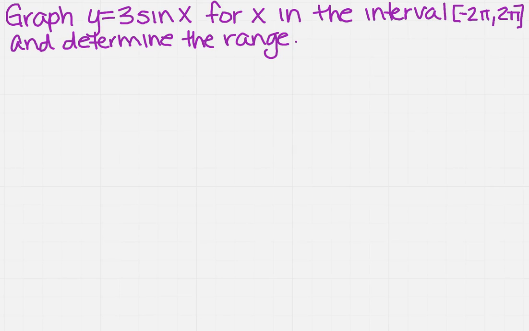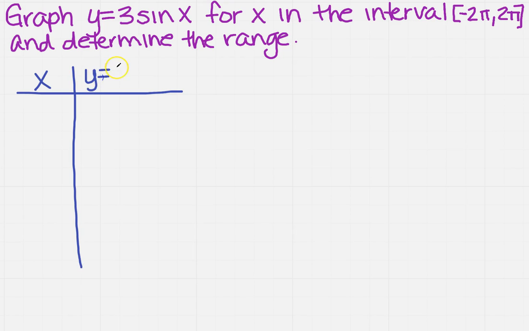Graph y equals 3 sine x for x in the interval negative 2 pi to 2 pi and determine the range. Okay, so if I'm doing that, remember you're going to use a t-table. So I've got x, and then I've got y equals 3 sine x. So now I need to find my values for x.